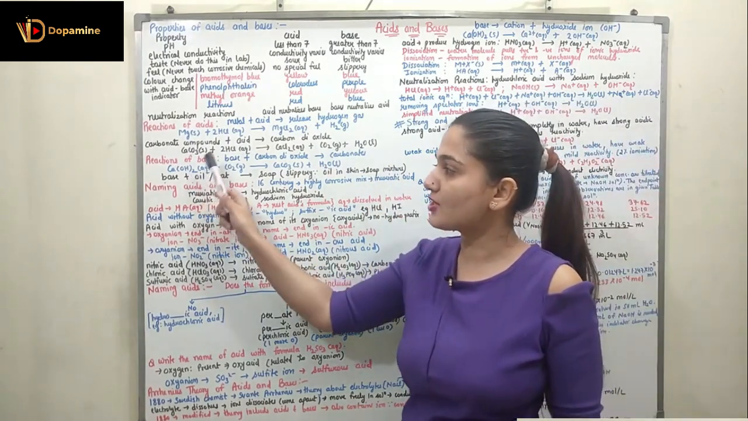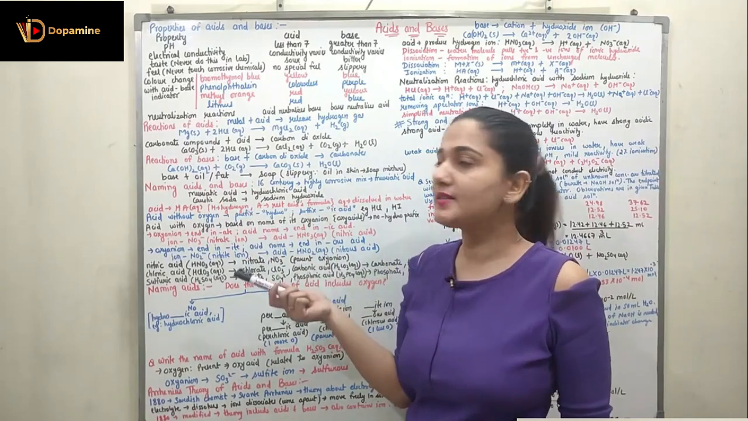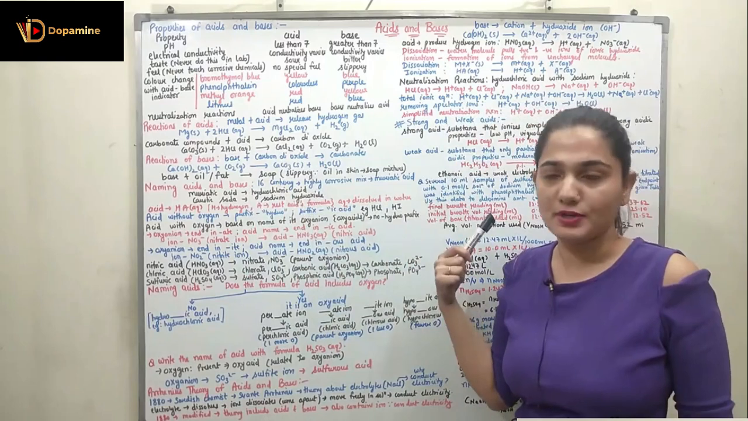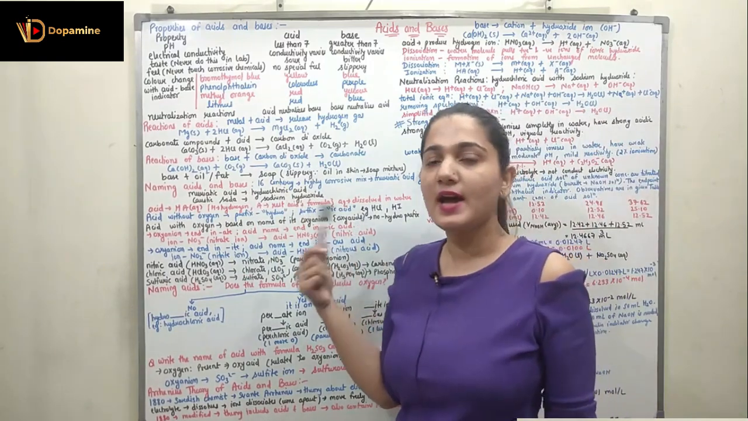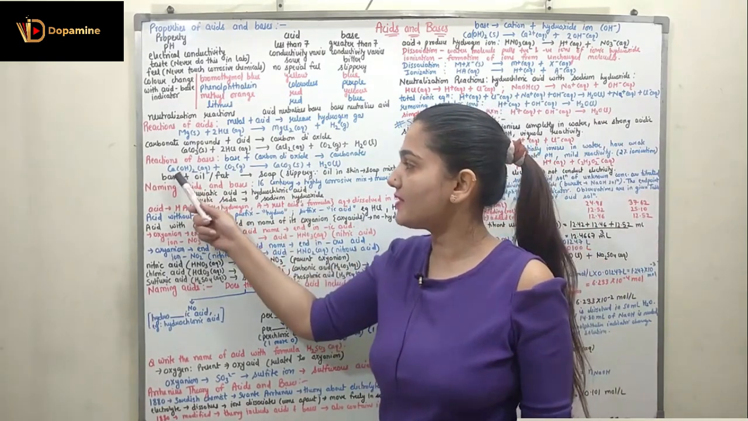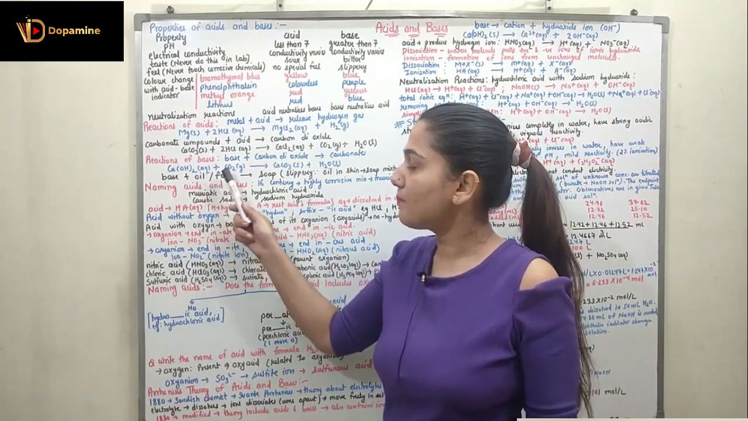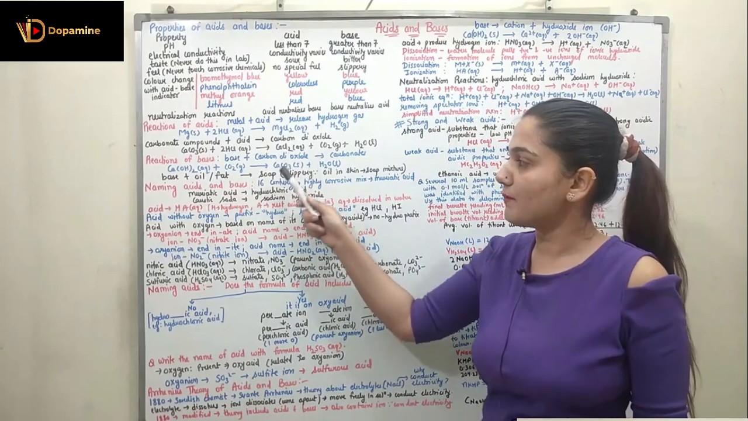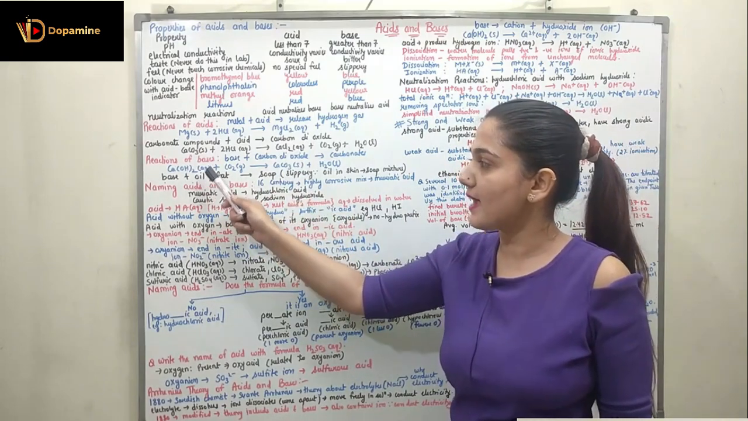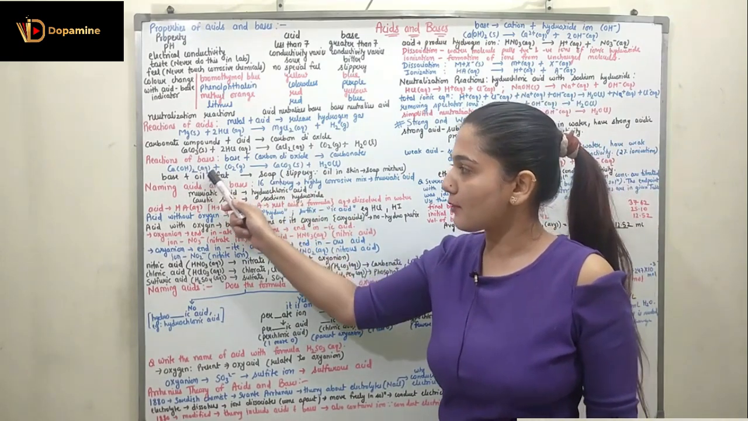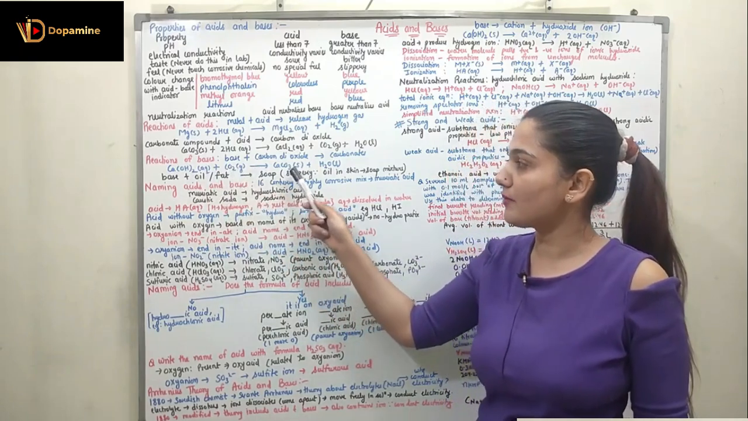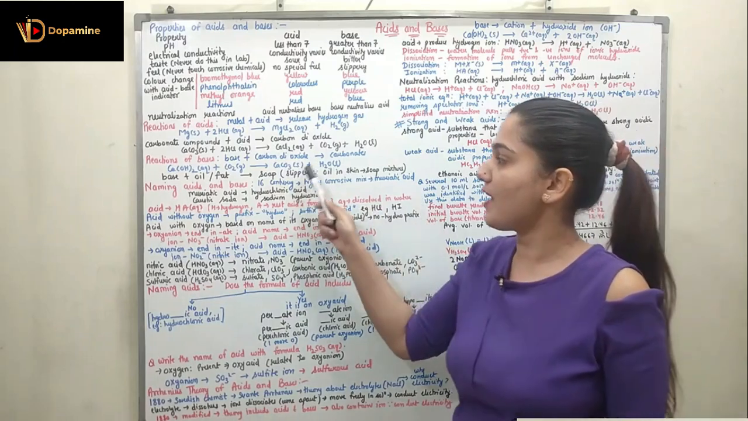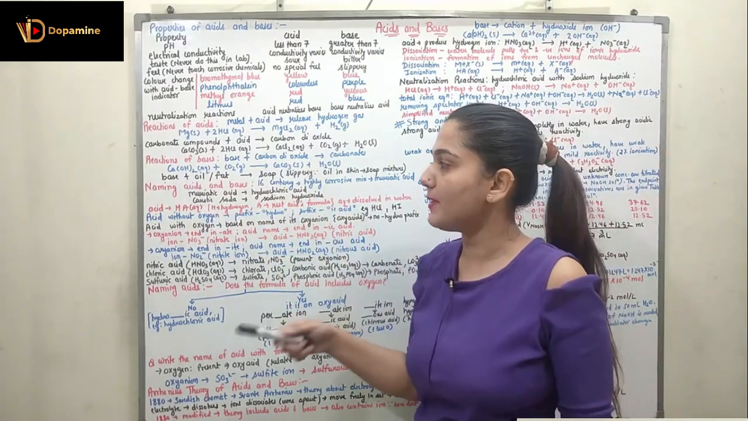Now coming to the reactions of bases. What are the various reactions of the bases? Base plus carbon dioxide will give the carbonate. Let's understand this with the help of an example. We have a base, Ca(OH)2 in aqueous form, and if I add carbon dioxide to it, it is going to form the carbonate. So Ca(OH)2 aqueous plus CO2 in gaseous form gives CaCO3 in solid plus H2O in liquid. So here we have formed calcium carbonate from the base.